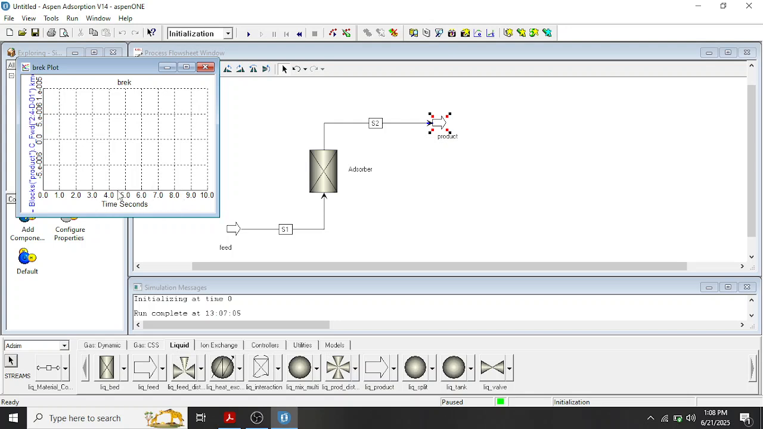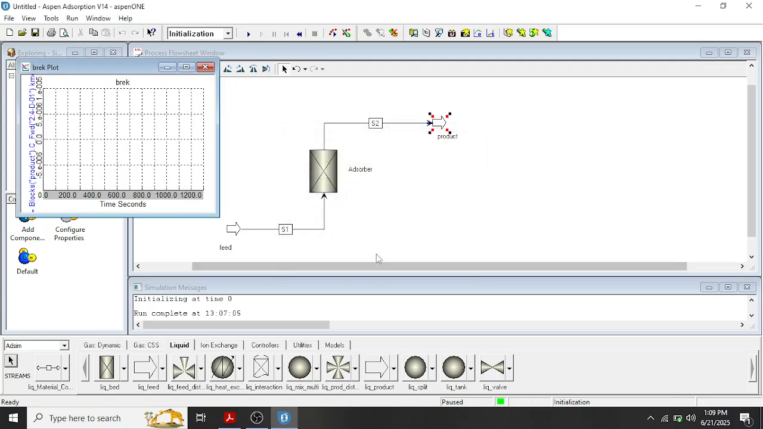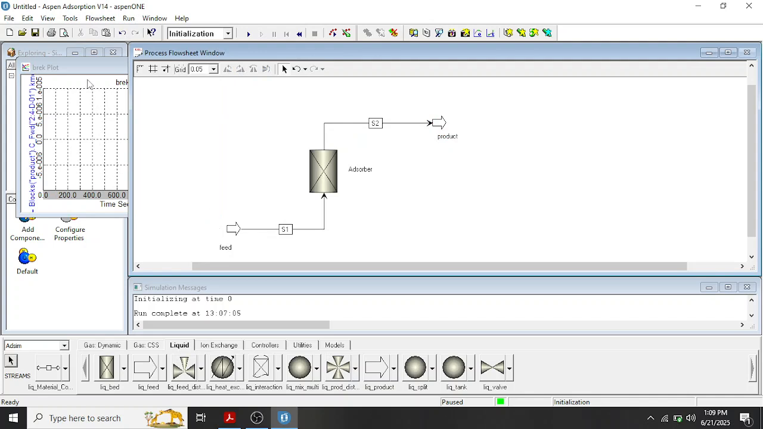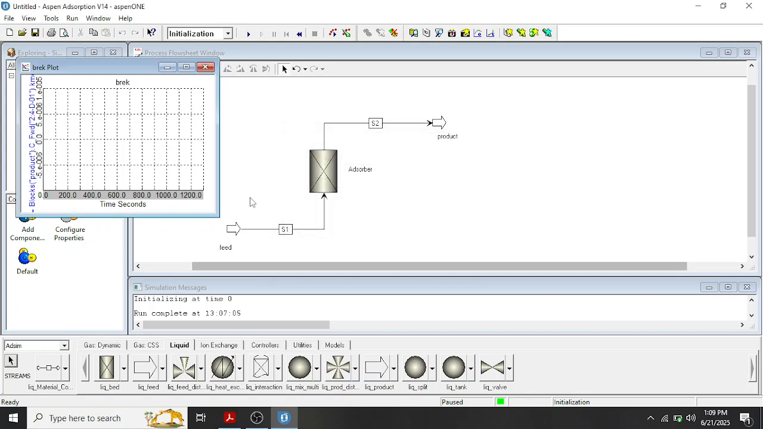This is the time. So we can set the time axis, like from 0 to, I want my simulation to run from 0 second to, for example, 1300 second, and the time axis value is 1300, and the grid interval, the distance between these 2 points, will be, suppose, 100. Okay, 200. The unit is suppose 1.